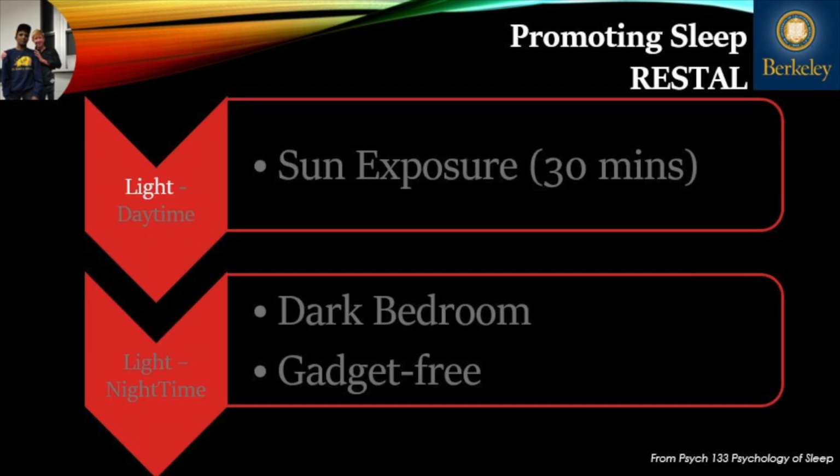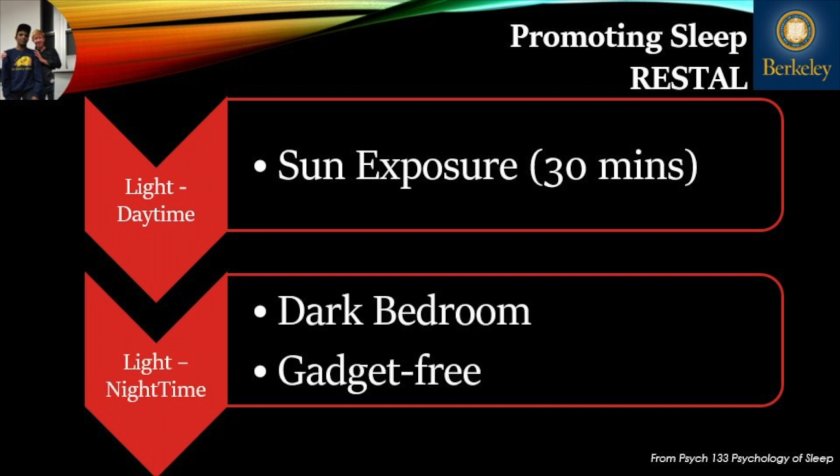L is for lighting, both during the day and night. Daylight is key to regulating sleep patterns. So we should get at least 30 minutes of sun exposure during the day. At night, the bedroom should be dark. The bedroom should also be gadget-free, with no TV, laptops, iPad, phones, etc. No clocks either, as clock watching can increase anxiety.